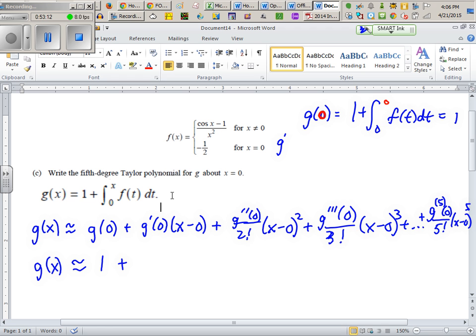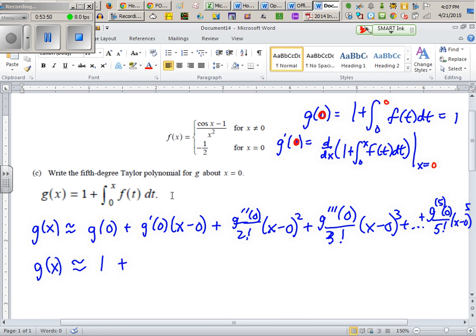So let's write our work at the top. G prime of 0 would mean d/dx of 1 plus integral 0 to x of f of t dt, evaluated at x equals 0. Right? You're supposed to take the derivative of this g thing. When you take the derivative of 1, obviously what happens? You get 0. What do you get when you take the derivative of the integral of f of t dt? You get f of x.